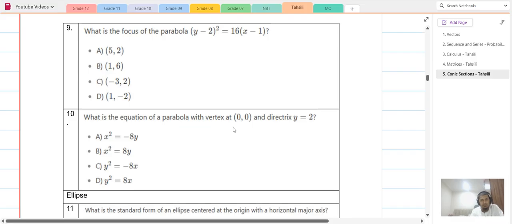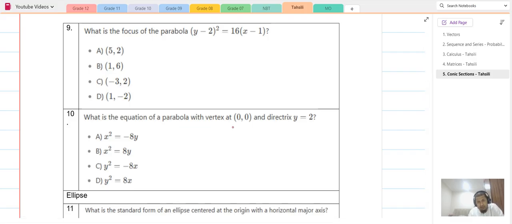What is the focus of the parabola? To find the focus of the parabola, first we find the vertex. We know that the vertex is (1, 2). And 4c is equal to 16. So c is equal to 4 from here. So we have the focal length, which is 4 and is greater than 0. We have x equals y squared, so that is opening to the right, and the vertex is (1, 2).